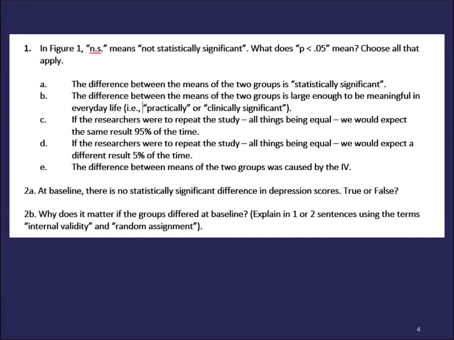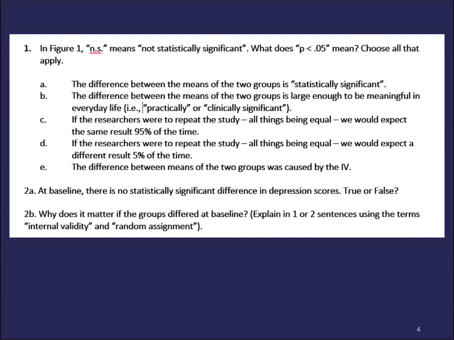Let's move on to answer choice C. If the researchers were to repeat the study, all things being equal, we would expect the same results 95% of the time. This answer choice is also correct. Because if a study were repeated under the same conditions, we would expect to see the same effect 95% of the time, making it reliable.